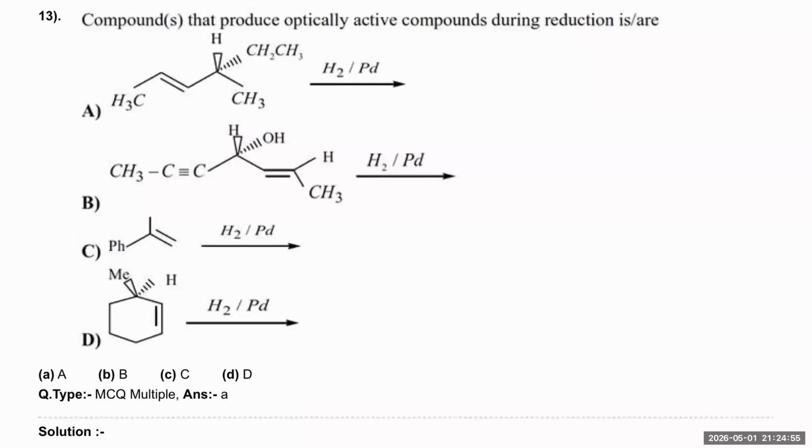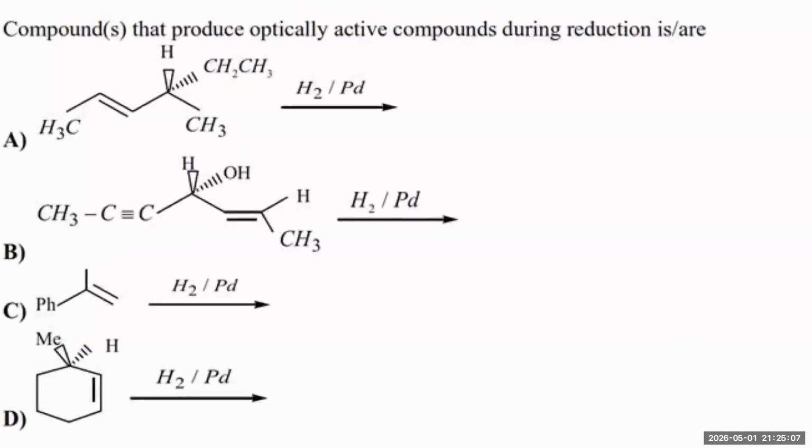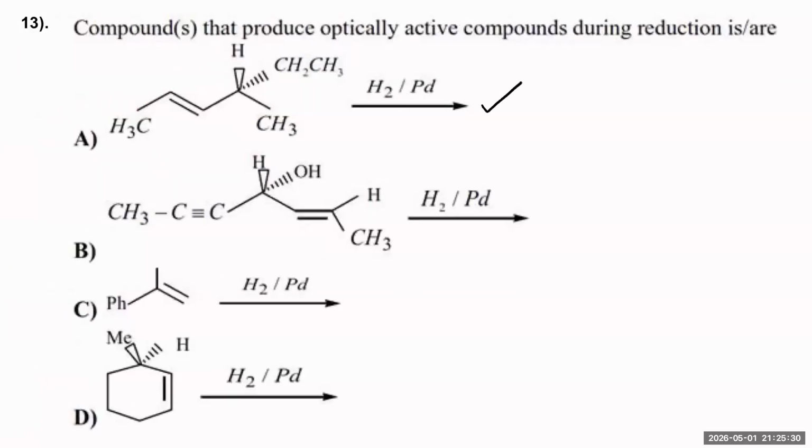Compounds that produce optically active compounds during the reduction is a very good question. This is a very repetitive PYQ. Initially, there is a double bond here, and there is a chiral center. Most important, this is a trans. When you add H2 by Pd, it gets reduced, and you will have 1, 2, 3 carbon. Here we have 1 carbon, 2 carbon, and hydrogen. That means the chirality is not disturbed, so the molecule will remain chiral.